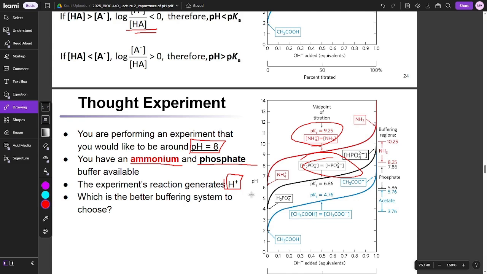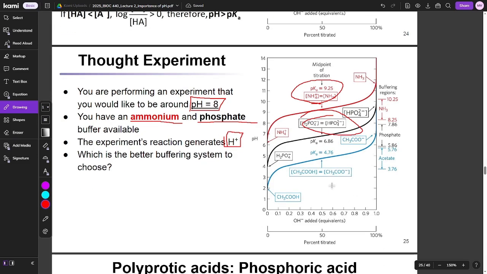Which is the better buffering system? So this is really important here, right? Because if it said it was going to become more basic, you'd have to use a different train of thought, right? So let's go through the answer options. We have the ammonium and we have the phosphate buffer system. We want something that's going to stick around pH 8, right? So let's think of, where's pH 8?